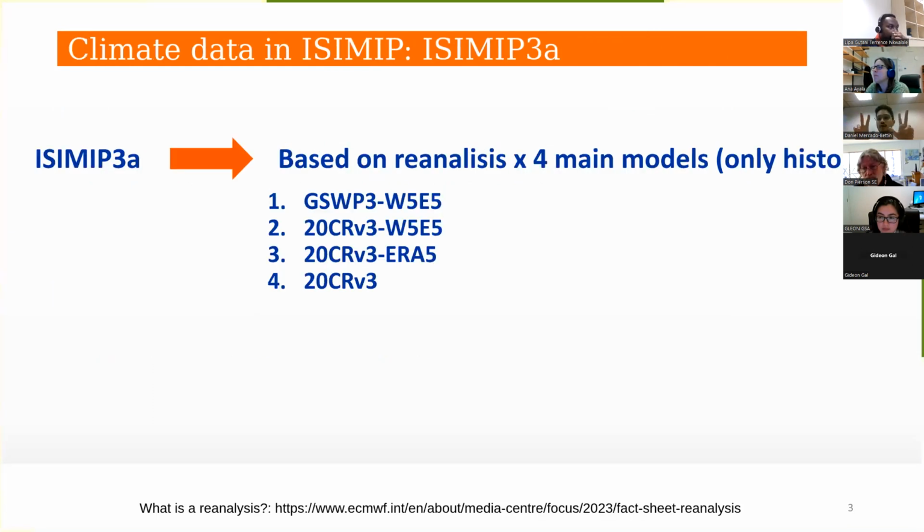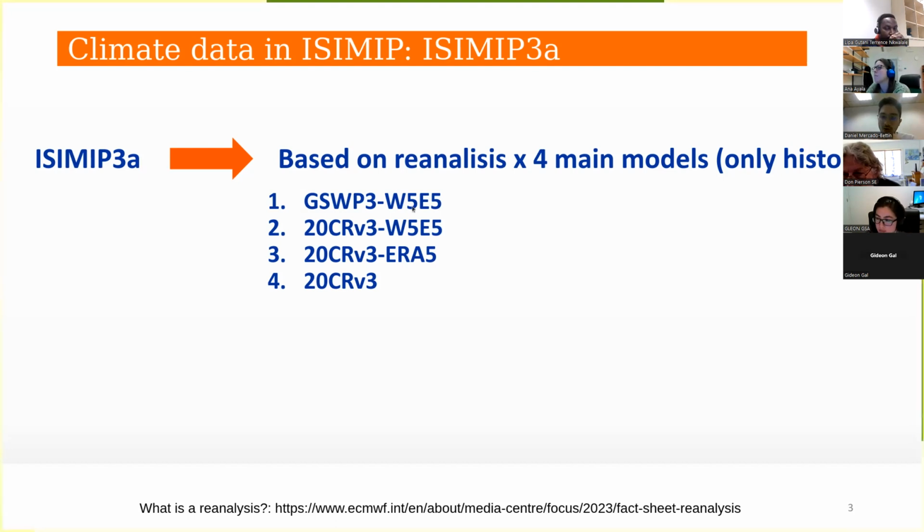Then ISIMIP, let's say, has two big branches. One of the branches is ISIMIP 3A. So we have also ISIMIP 3B. ISIMIP 3A is based on reanalysis. If you don't know what a reanalysis is, you can go to this link here. I will share this presentation also, and have a look at it. But in summary, a reanalysis is also a model, but it's based on real observations. I mean, in situ measurements, remote sensing, even buoys in the ocean. So they take many sources of data, and then they produce historical, real observations. They are called pseudo observations. So at the end, you have a historical period from 1901 until the present day.